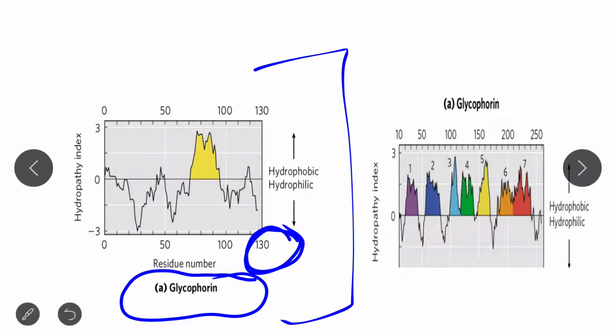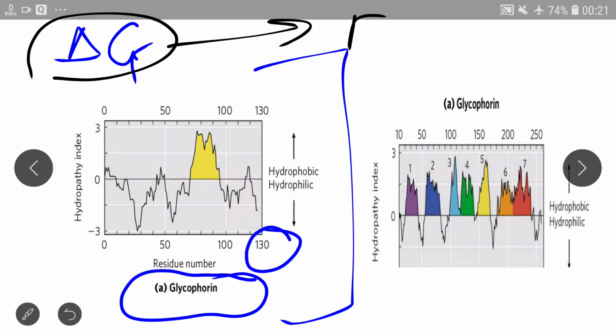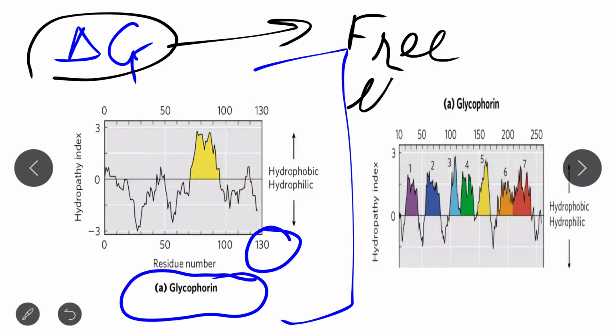Now we have to identify which segments are inserted and which segments are not inserted. How? We can easily identify this by the del G of the solvent. What is del G? Del G is basically free energy. So with the help of this del G, we can identify the segments that are inserted into this bilayer.